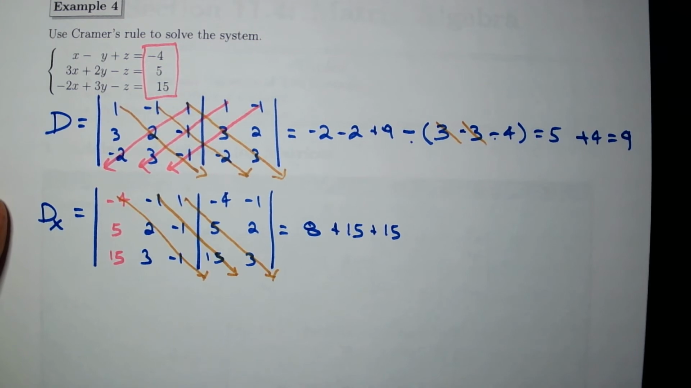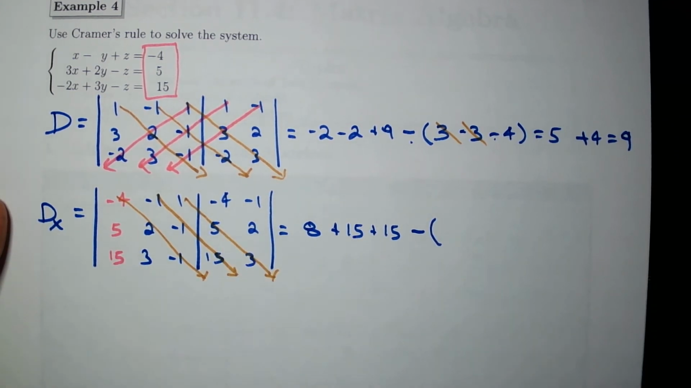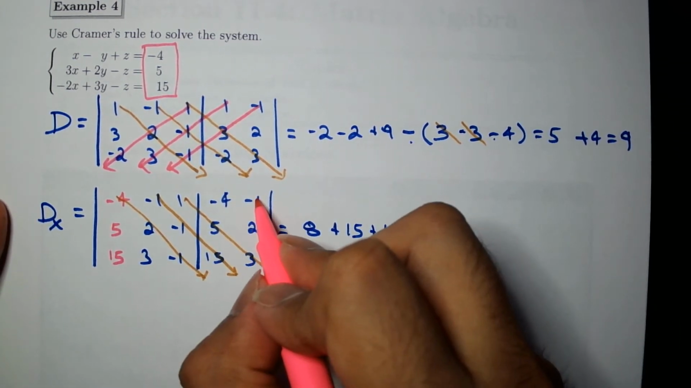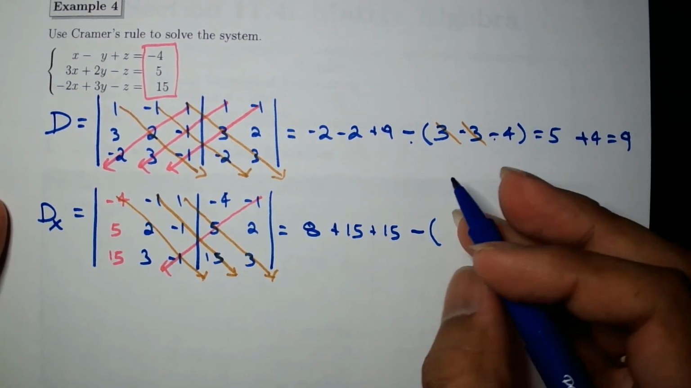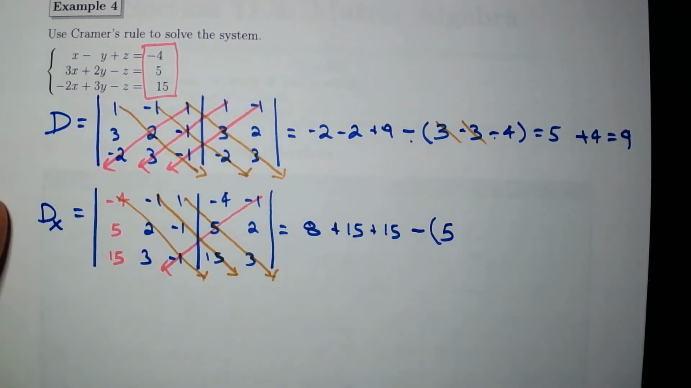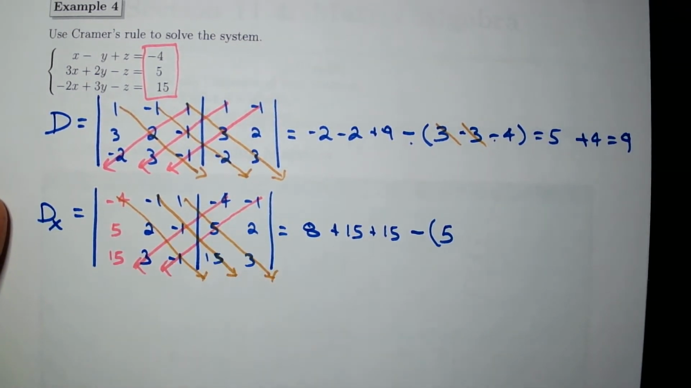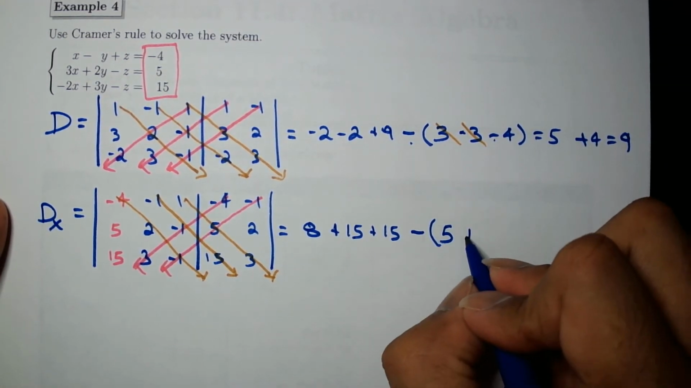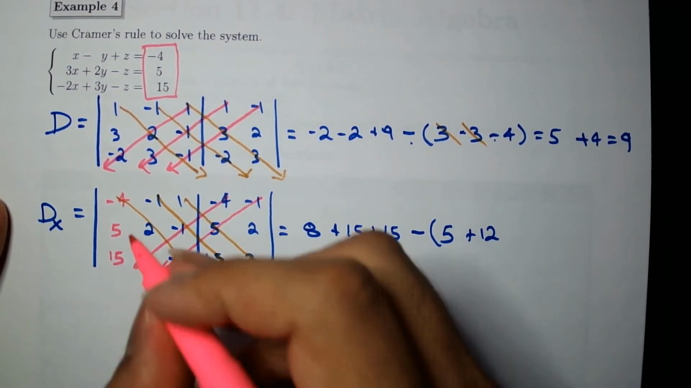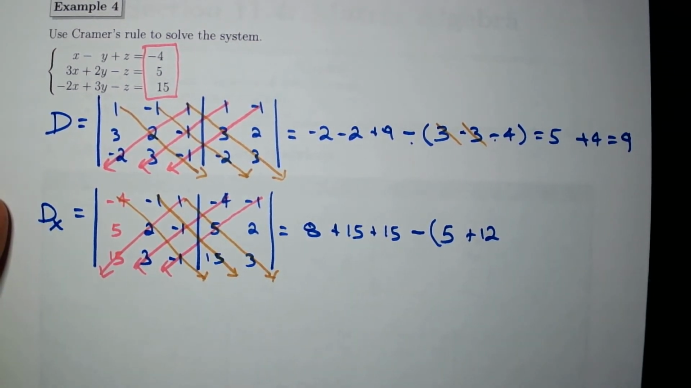Okay, let's do the backwards multiplication. So we are going to subtract what we obtained from the backwards multiplication. Negative 1 times 5 times negative 1, that's positive 5. Negative 4 times 1 times 3, that's going to give us positive 12. And 1 times 2 times 15, that's going to give us 30.